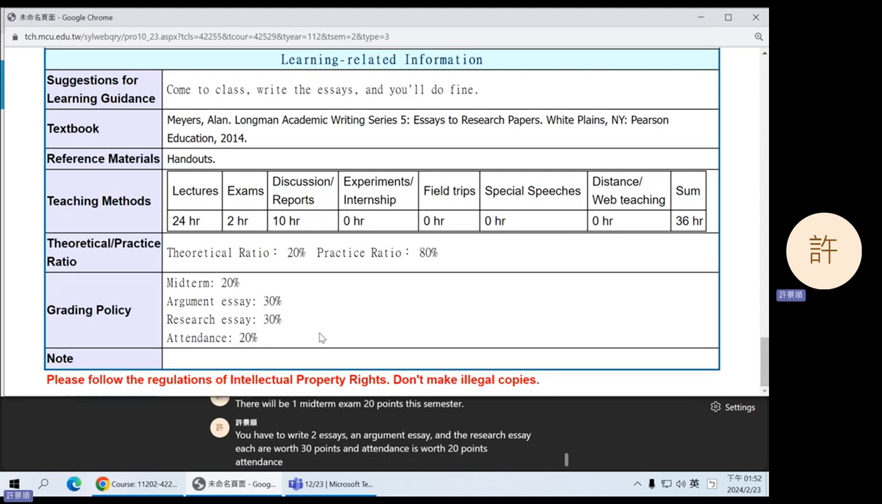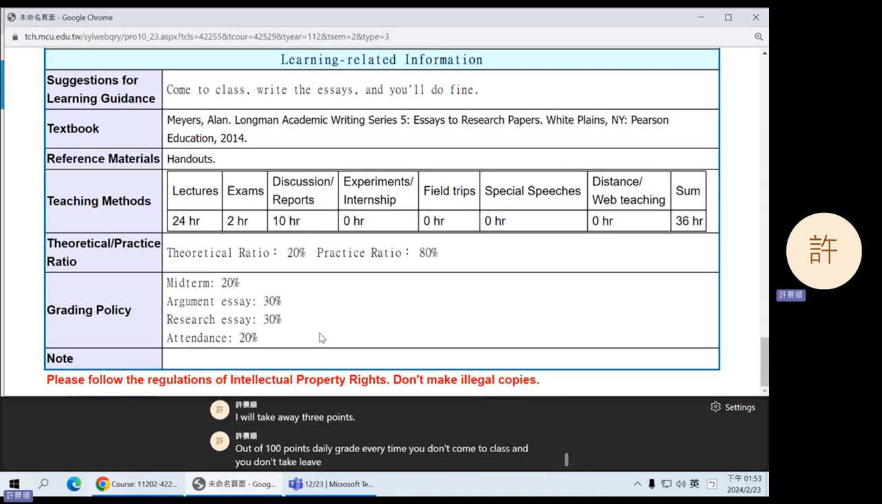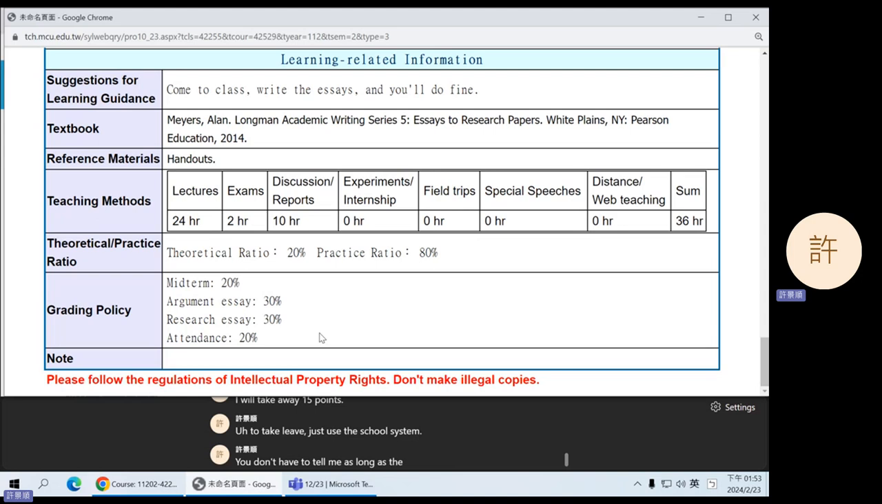Attendance works like this. Out of 20 points, every time you don't come to class and you also don't take leave, I will take away 3 points. Out of 100 points daily grade, every time you don't come to class and you don't take leave, I will take away 15 points. To take leave, just use the school system. You don't have to tell me. As long as the school says it's okay, then it's okay.